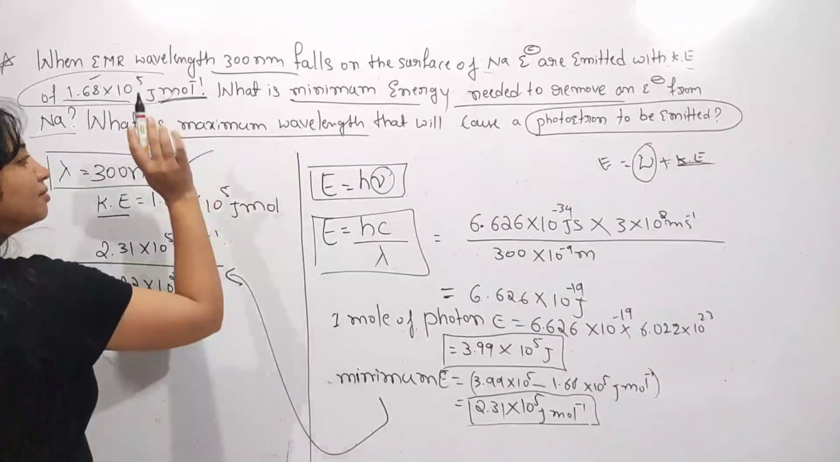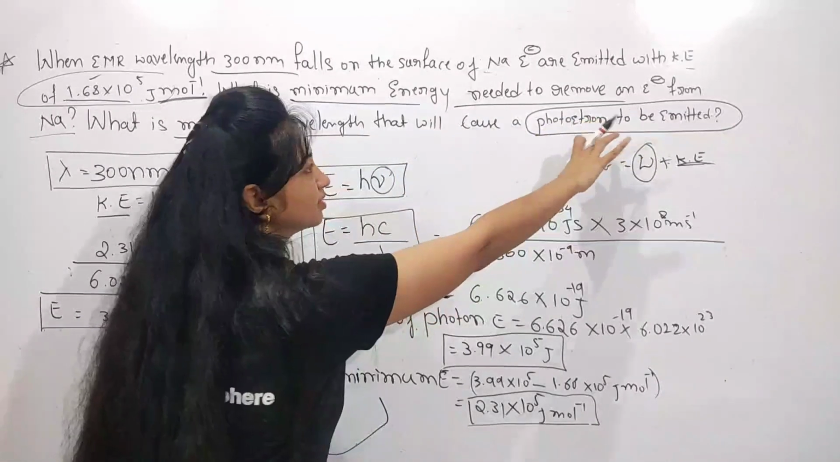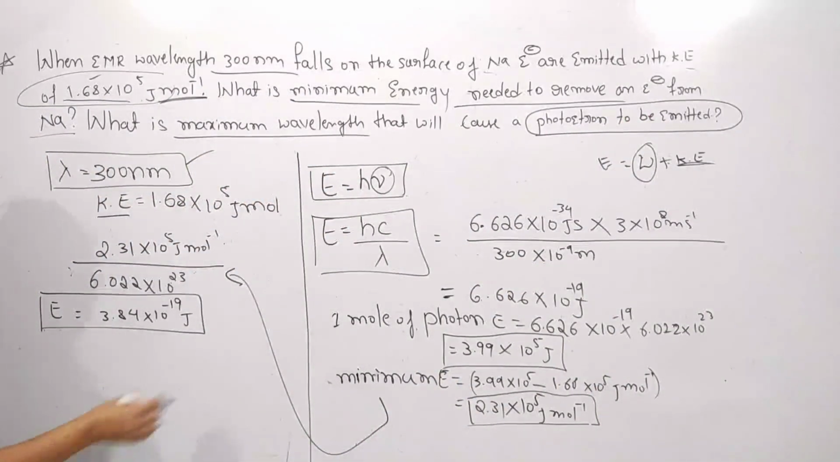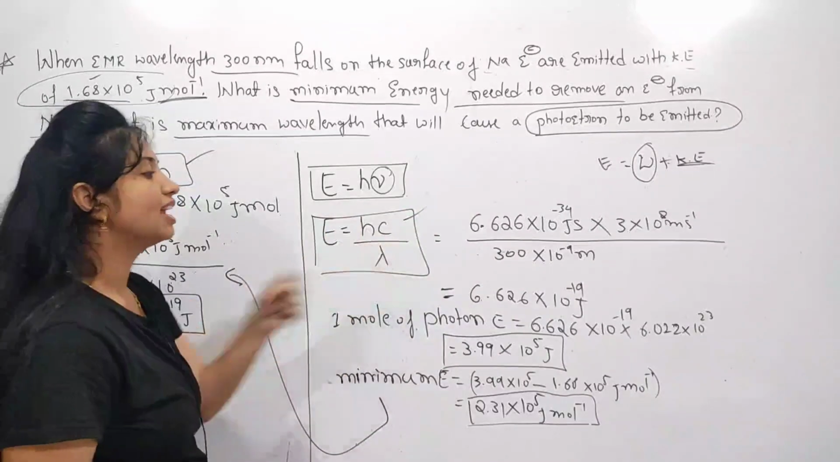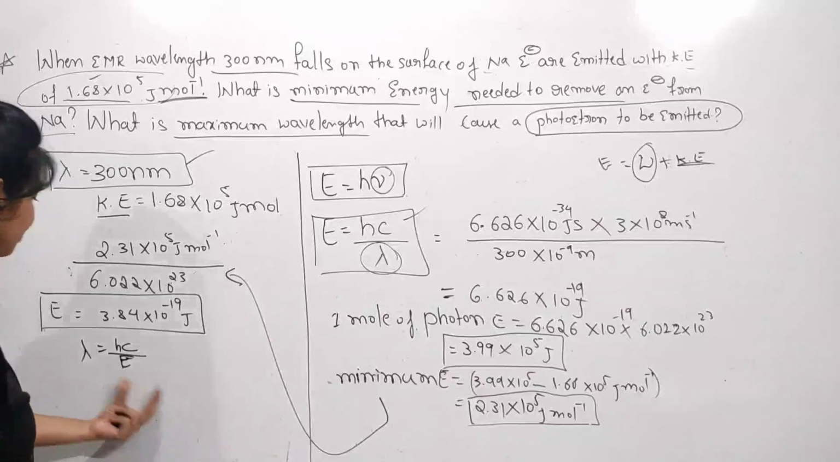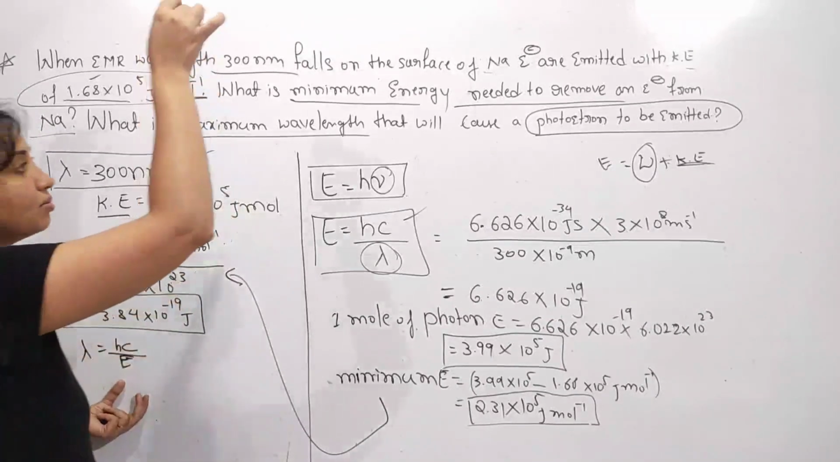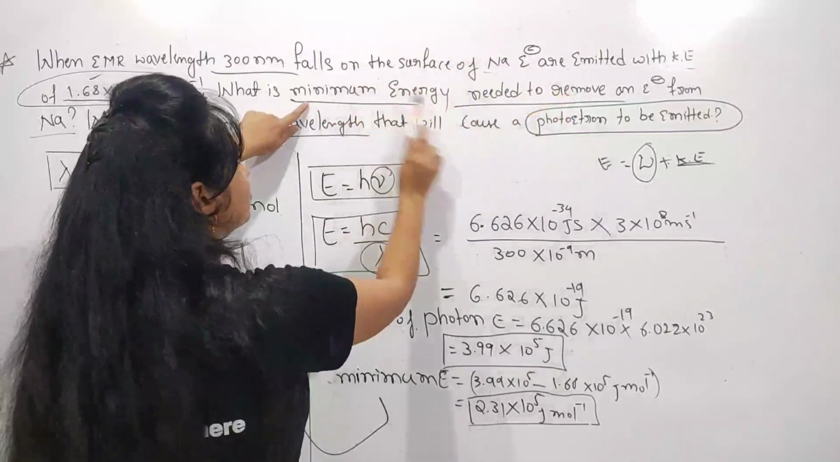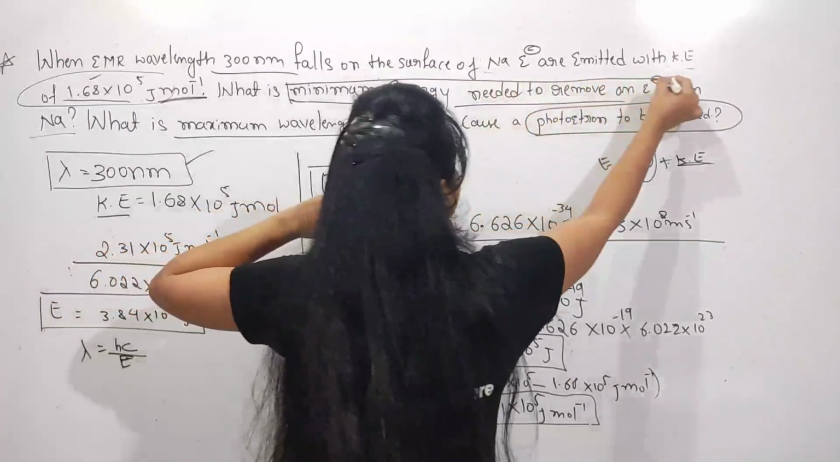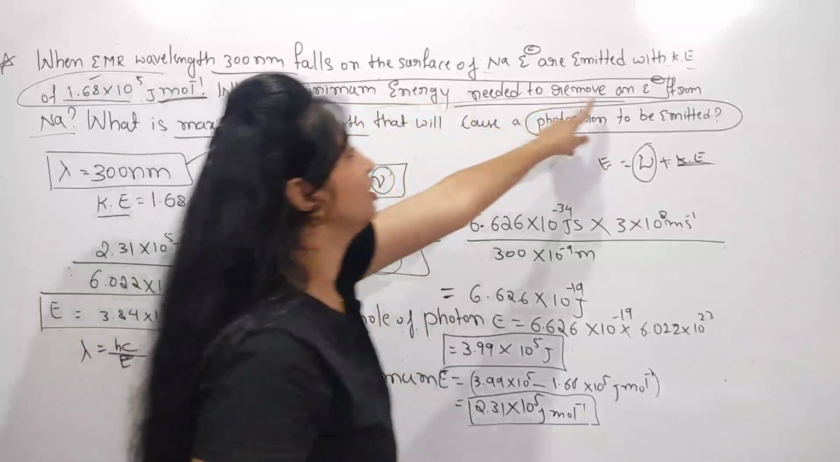Then what are they asking? The maximum wavelength that will cause a photoelectron to be emitted. So what we have to write here, already you know this formula, E is equal to hc by lambda. What they asked us is lambda. So lambda is equal to hc divided by E. What energy is required here? The minimum energy needed to remove an electron.